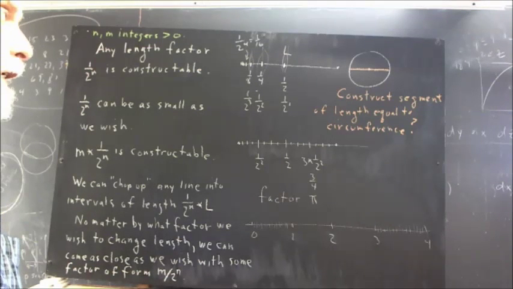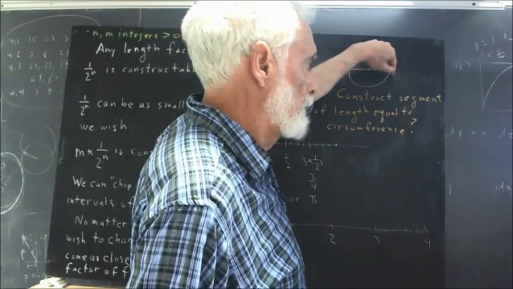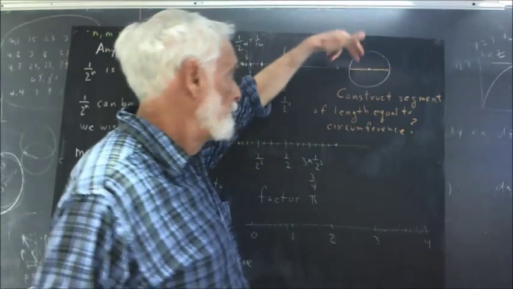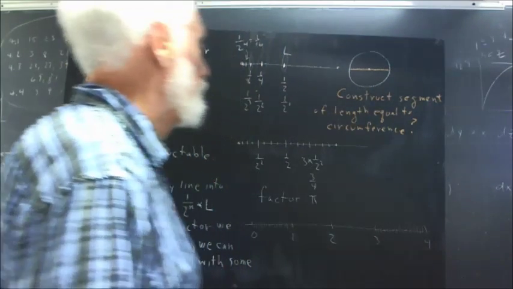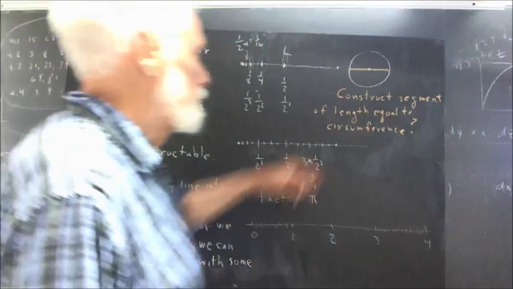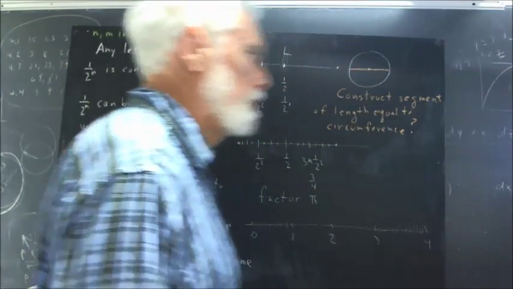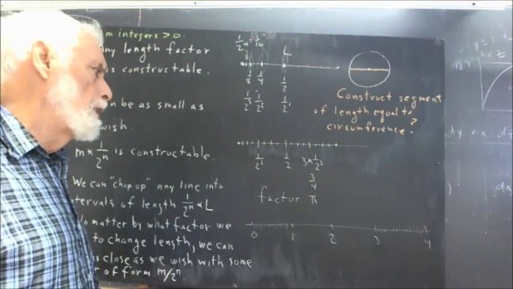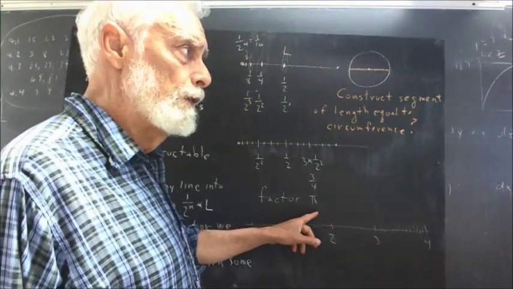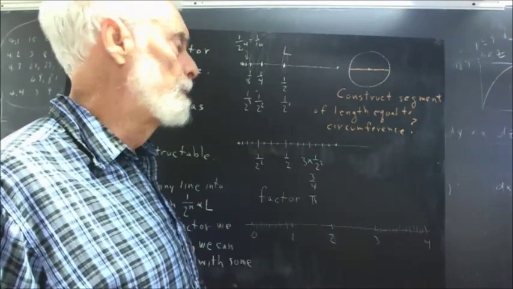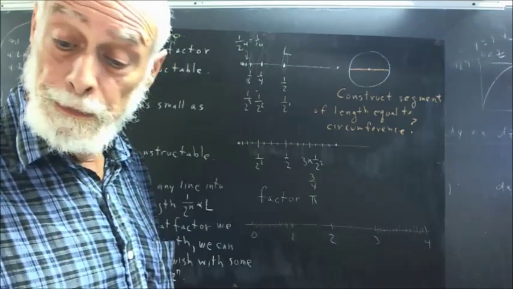Just a little side note here. We've got a circle, and I've got a segment in orange whose length is the diameter of the circle. And we want to try to construct a segment of length equal to the circumference. Can we do it? Well, if we could, then you'd make a liar out of me. You would have constructed pi, and I said it can't be done. Okay? At least not with a finite number of operations.